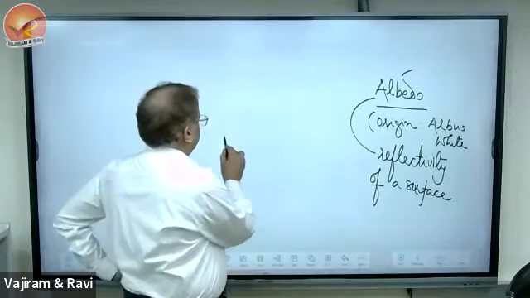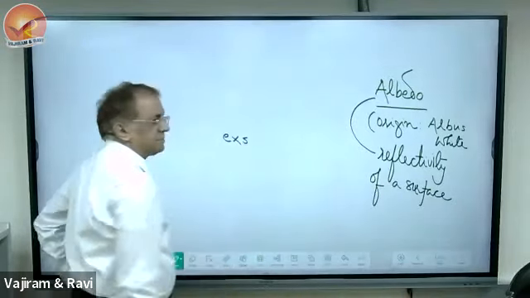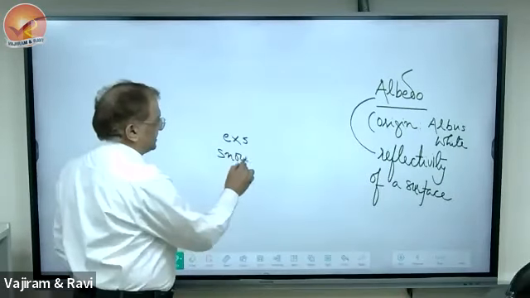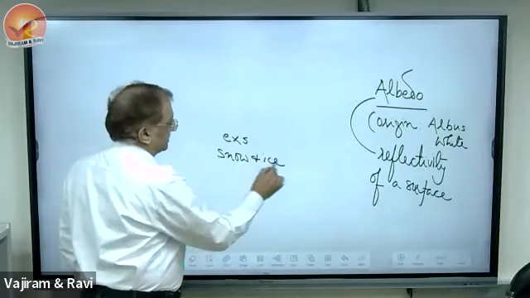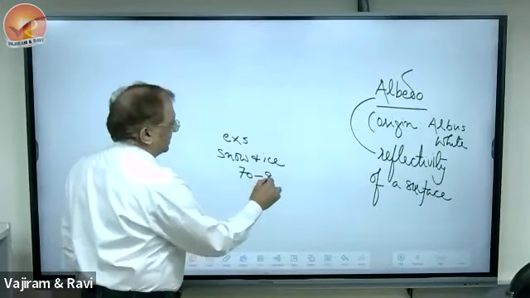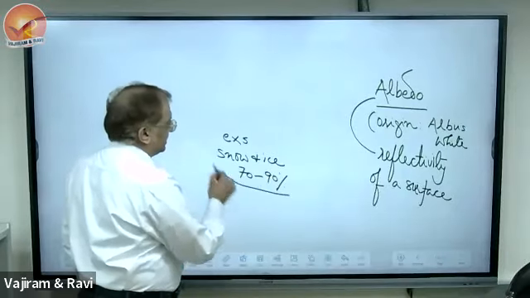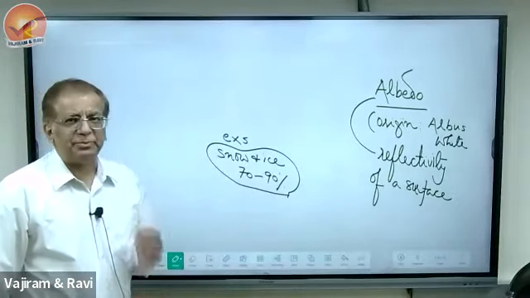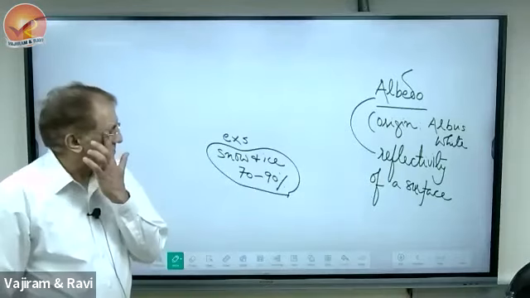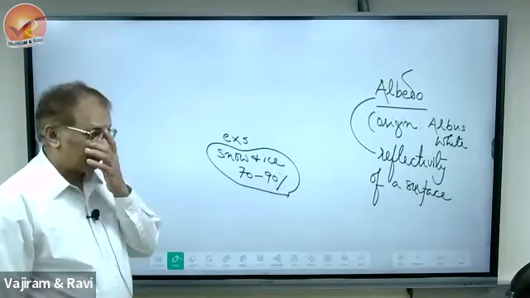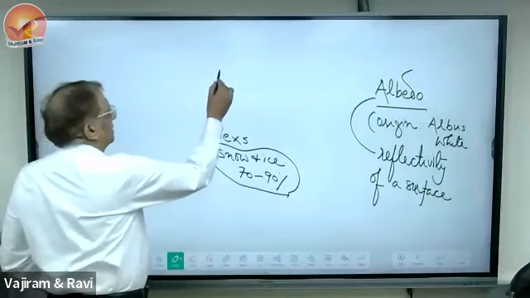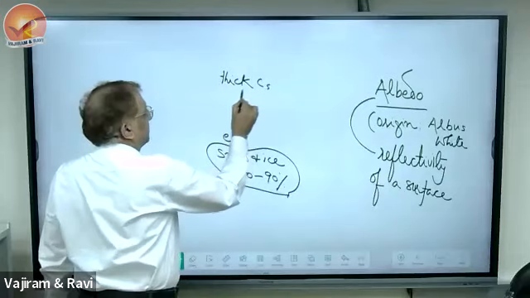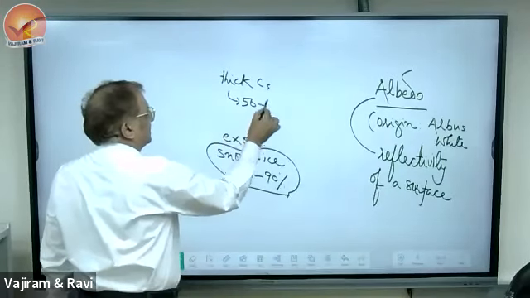Now you can write one or two examples. Yes, please write. Snow and ice surfaces: albedos range between 70 to 90%. Freshly fallen snow may have 90% albedo. Thick clouds may have albedos between 50 to 70%.